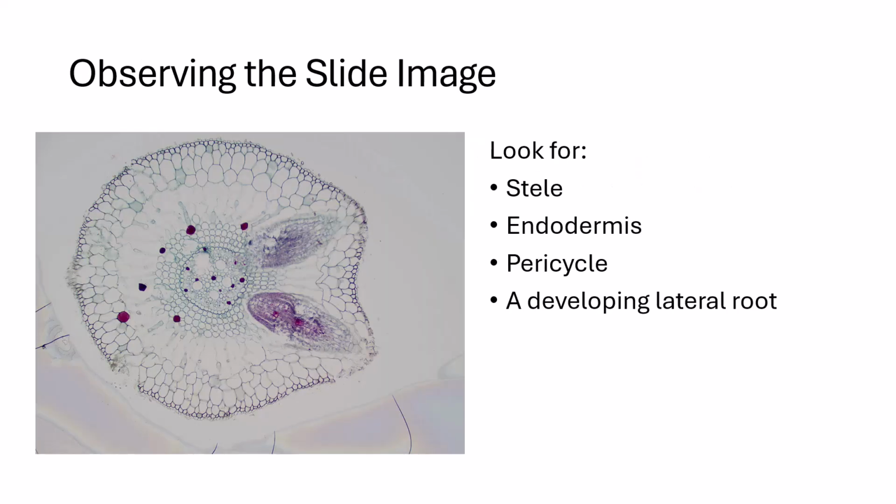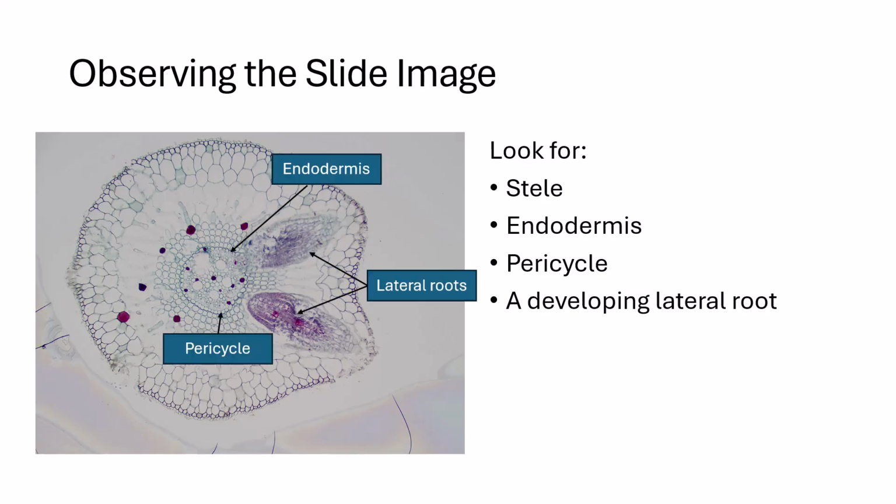Now examine the image of the salix or willow root cross-section. Start by looking at the entire cross-section so you can orient yourself. Locate the stele, the endodermis, and the pericycle. Then look for a developing lateral root. This should appear as a bulge or new structure growing outward from the main root.